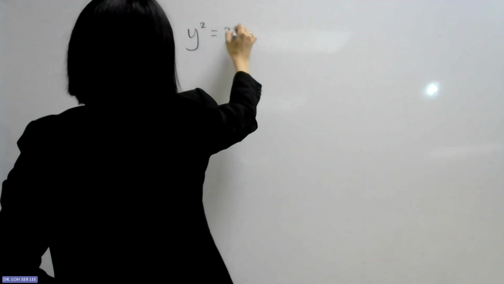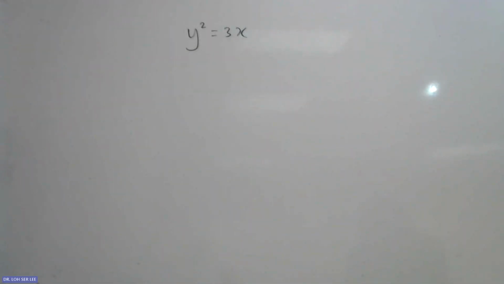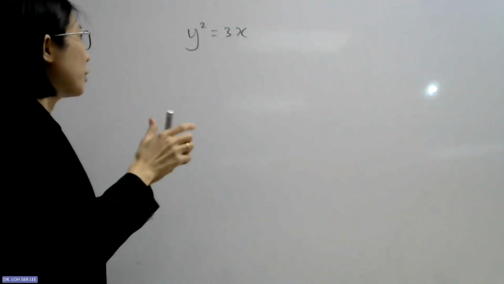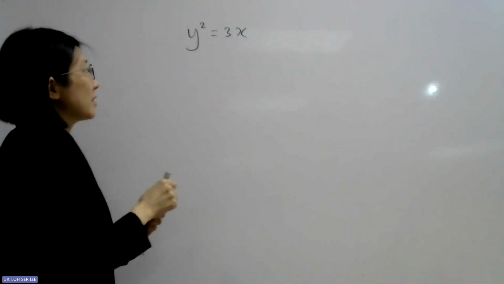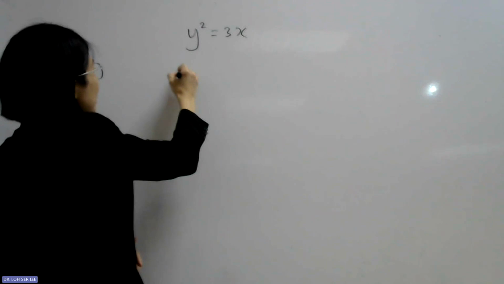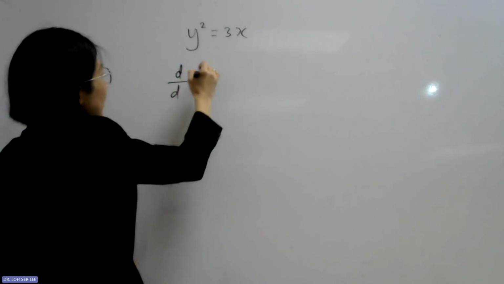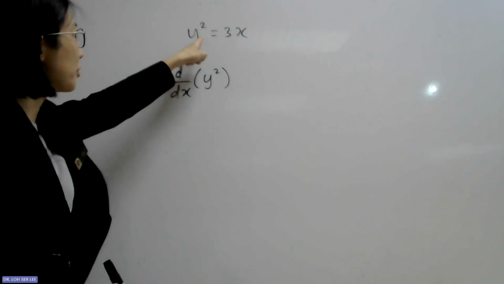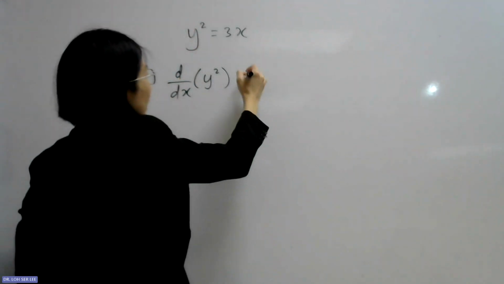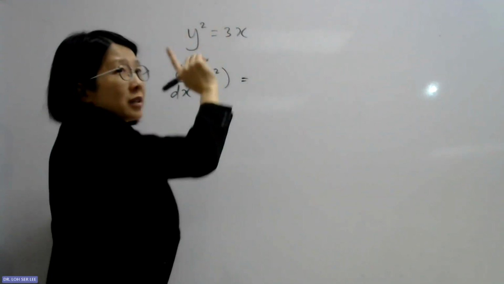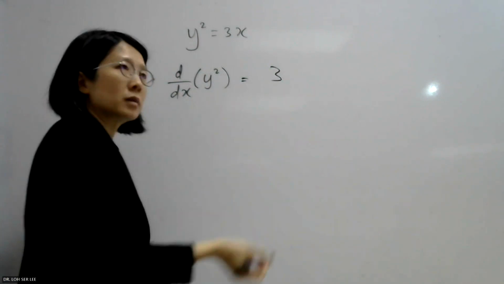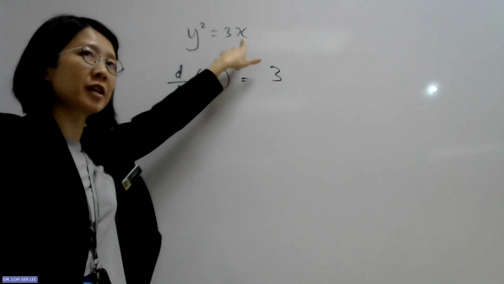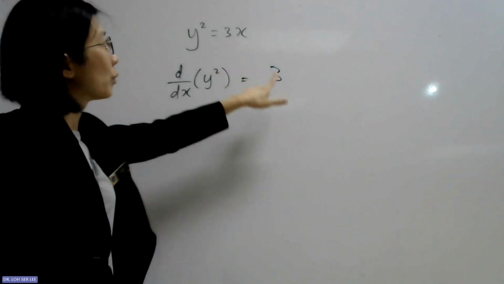Okay, y squared equals 3x. When we want to differentiate both sides with respect to x, it means we have to differentiate this y squared with respect to x. Okay, differentiate this term with respect to x. And also, when we differentiate this one with respect to x, we get 3. Right? There's no issue because this is in x. When we differentiate this with respect to x, we get 3.